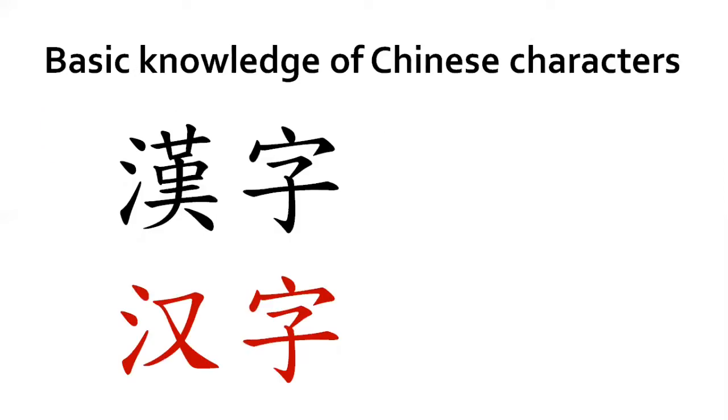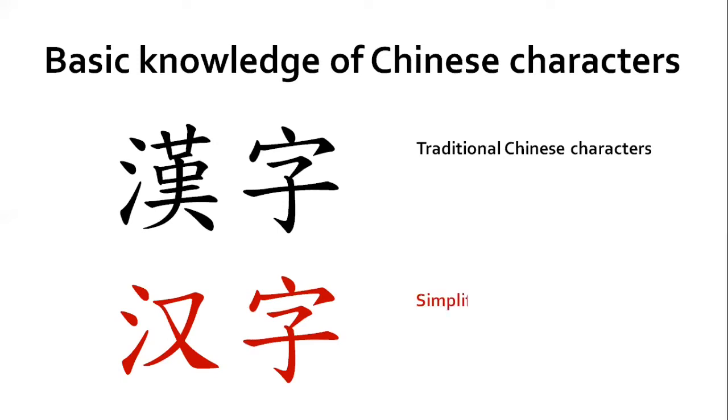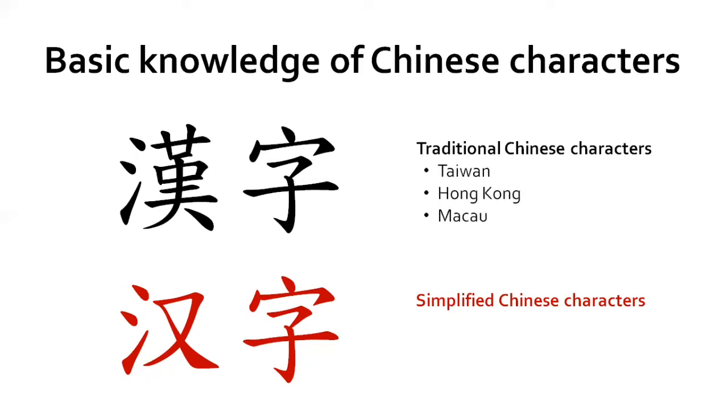Basic knowledge of Chinese characters. The first thing you need to know is there are 2 types of standard Chinese character sets of Chinese writing. One is traditional Chinese characters, and the other one is simplified Chinese characters. As you can see here, this is traditional Chinese characters, and the other one is simplified Chinese characters. Traditional Chinese characters remain in common use in Taiwan, Hong Kong, and Macau.